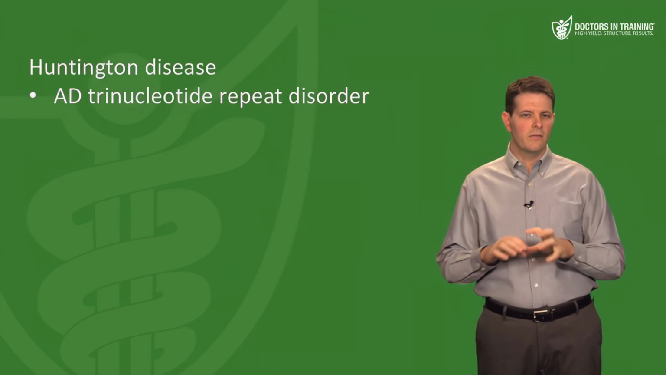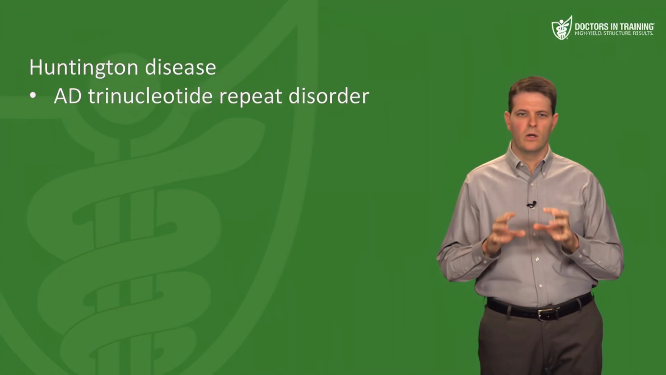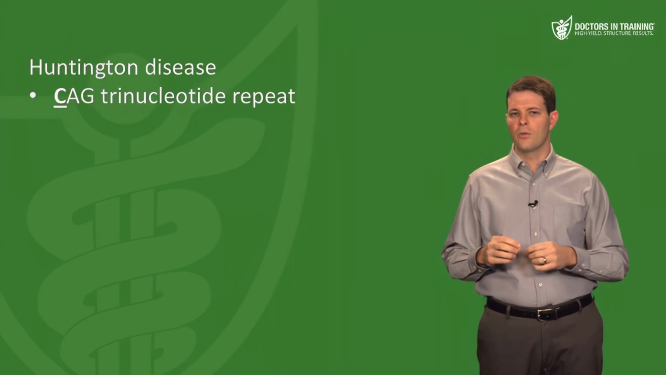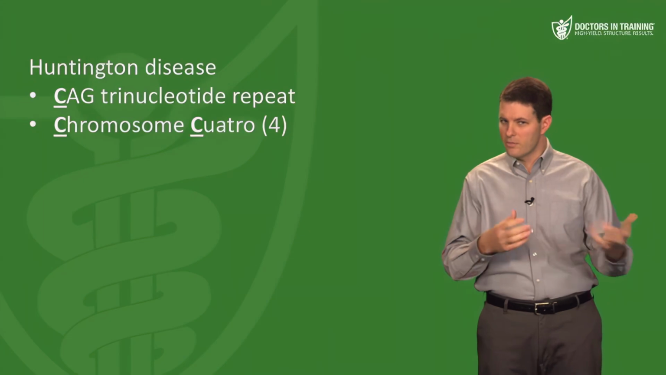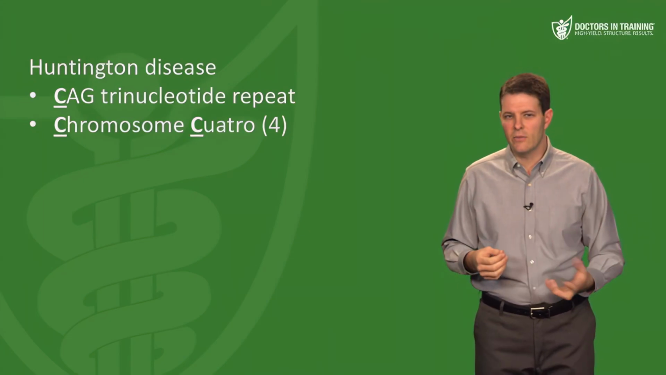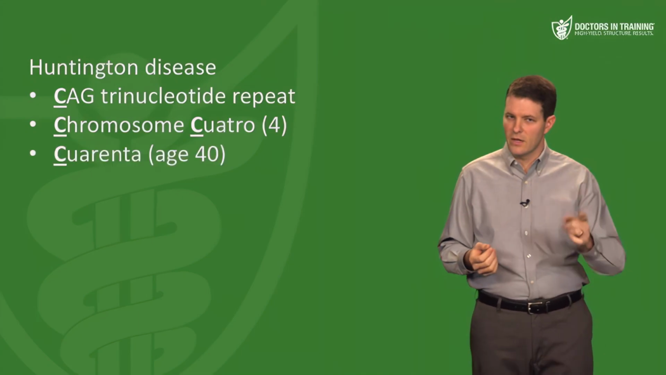Now, the mnemonic for all the features of Huntington's disease starts with the letter C. So it's a CAG trinucleotide repeat disorder, in a gene that's found on chromosome 4. So the next C is chromosome cuatro. Cuatro is Spanish for 4. It also tends to present in midlife, around age 40. The Spanish word for 40 is cuarenta, so that's another C.